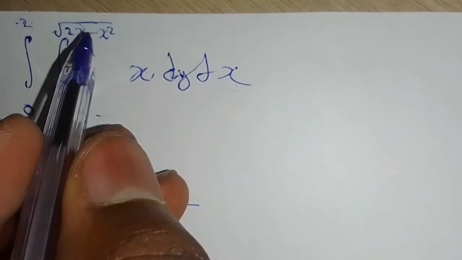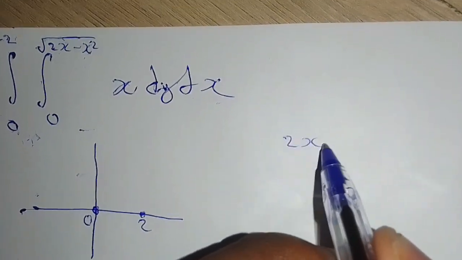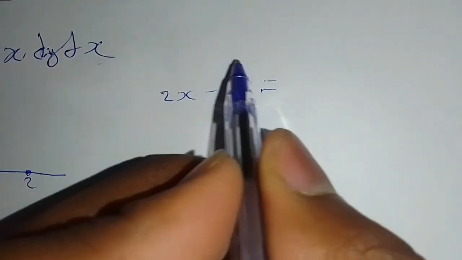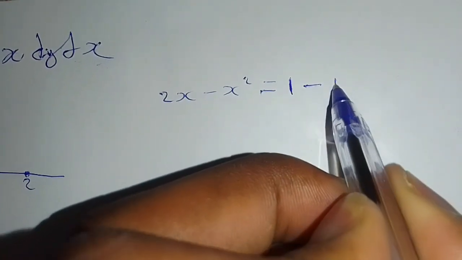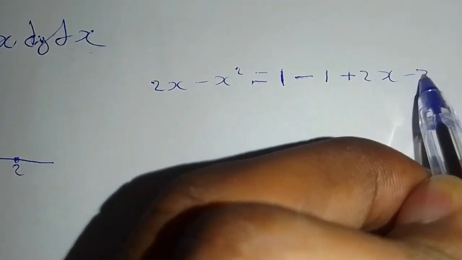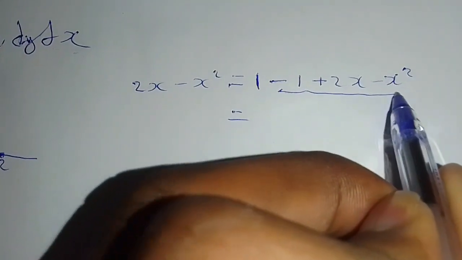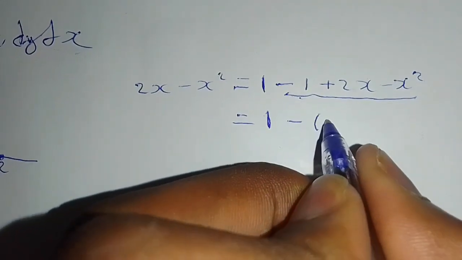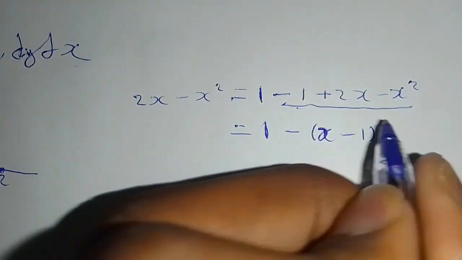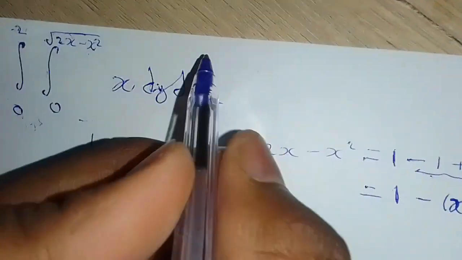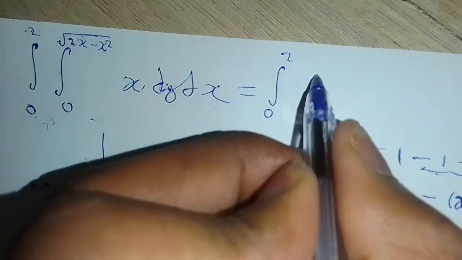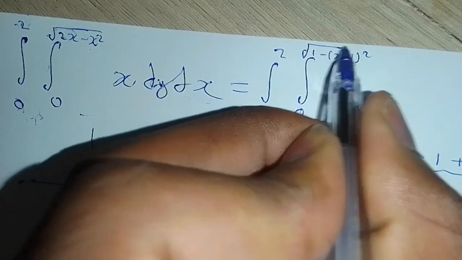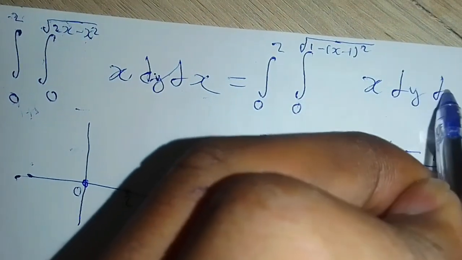But then notice that 2x minus x squared, you can rewrite this as half of 2, that's 1, and 1 squared, that's 1. So you're just going to have something like this, plus 2x minus x squared. And if you look here, this is a perfect square. So that means that you have 1 minus x minus 1 squared. So the smart thing to do is just rewrite this question right here: the integral from 0 to 2, the integral from 0 to the square root of 1 minus x minus 1 squared, of x dy dx, because why not?